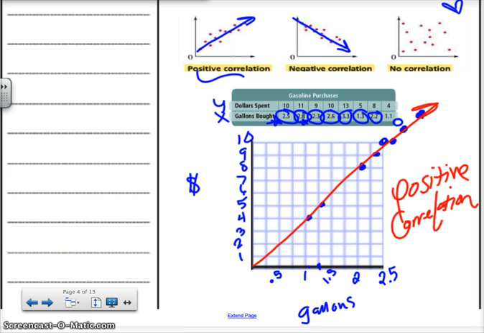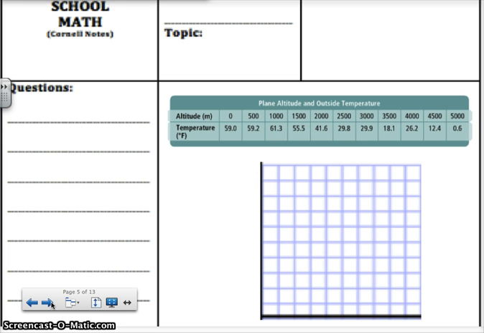Do you feel like you would be able to identify if it's a positive correlation, negative, or no correlation? Scale yourself. Where would you be? Could you create a scatter plot? Could you identify if it has a positive or negative correlation? That's our goal today. Okay, I want you to do this next one.